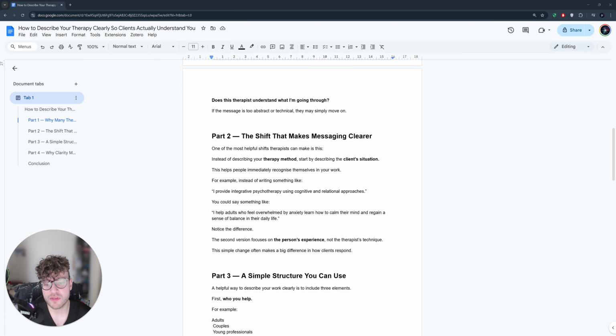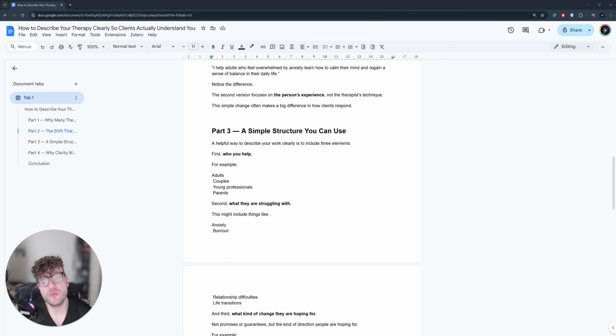One of the most helpful shifts therapists can make is this. Instead of describing your therapy method, start by describing the client's problem situation. This helps people immediately recognize themselves in your words. For example, instead of writing, I provide integrative psychotherapy using cognitive and relational approaches, you could say, I help adults who feel overwhelmed by anxiety learn how to calm their mind and regain a sense of balance in their daily life. Notice the difference. The second version focuses on the person's lived experience and not the therapist's technique or modalities. And this simple change often makes a big difference in how clients respond.